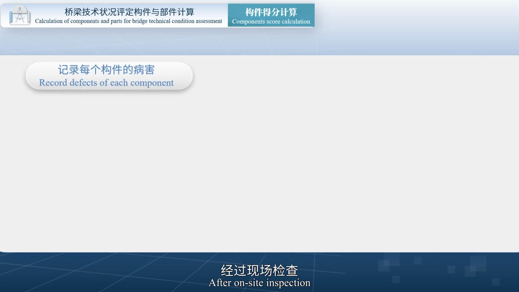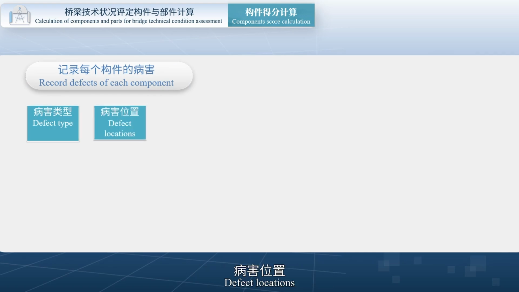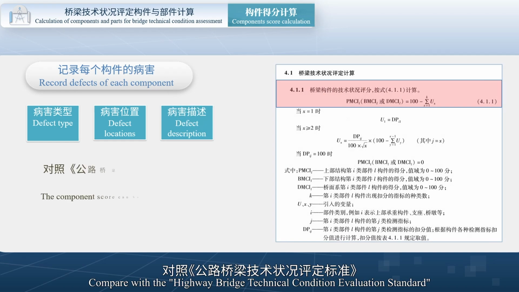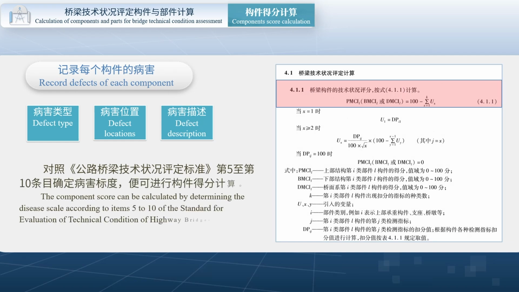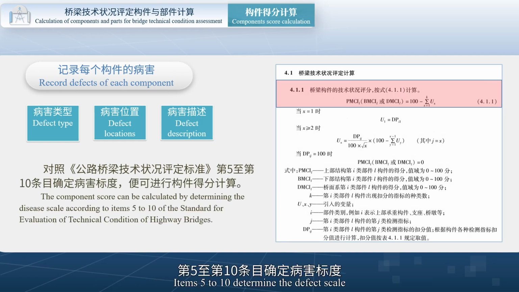After on-site inspection, record defects of each component, including defect types, defect locations, and defect description. Compare with the Highway Bridge Technical Condition Evaluation Standard. Items 5 to 10 determine the defect scale. The component score can then be calculated. Component calculation refers to Formula 4.1.1.